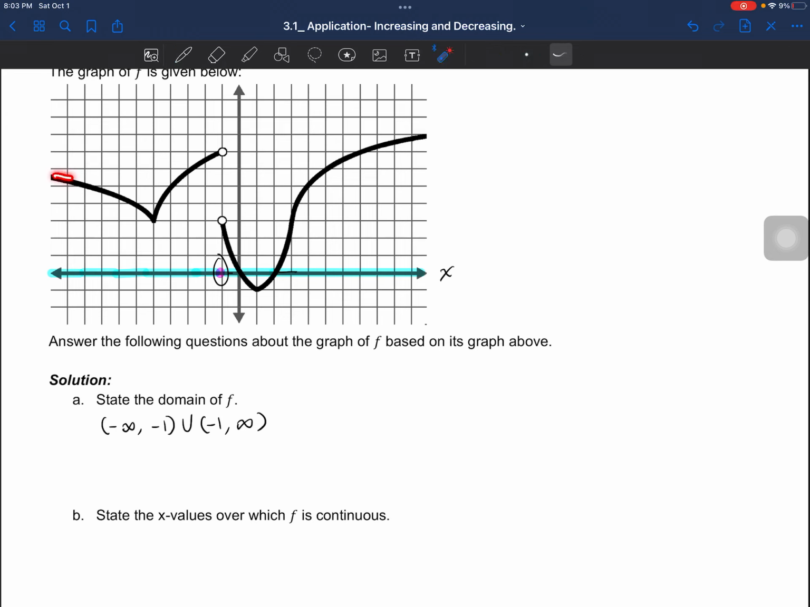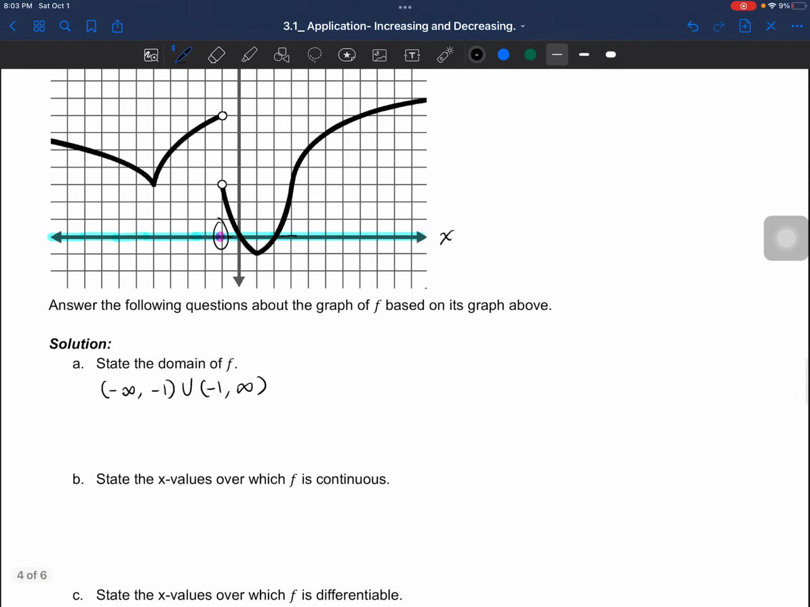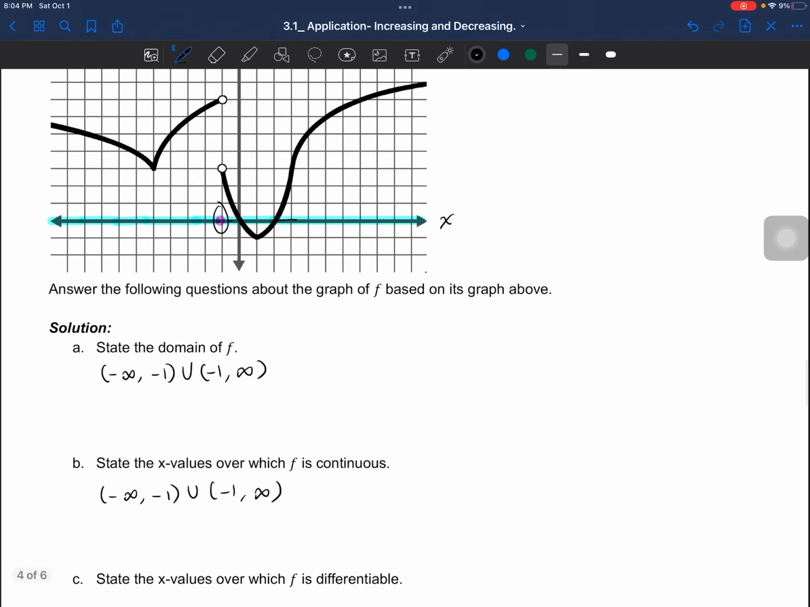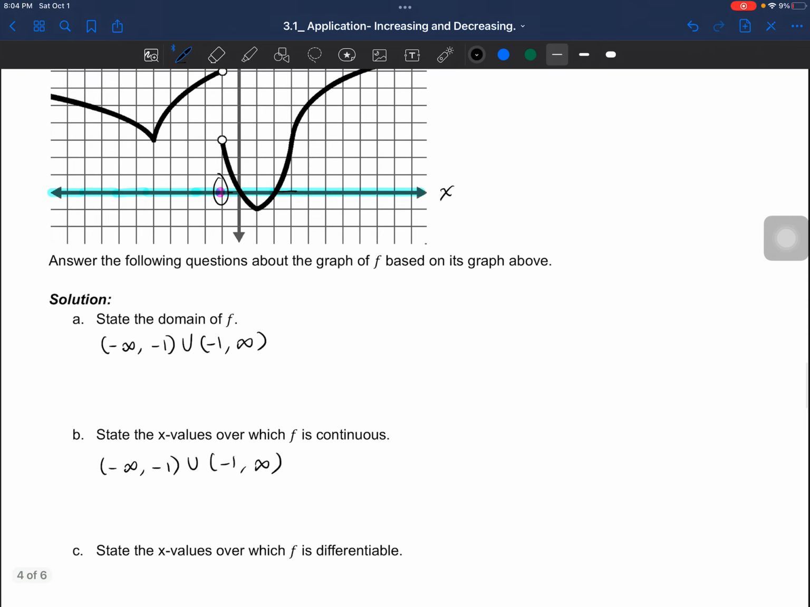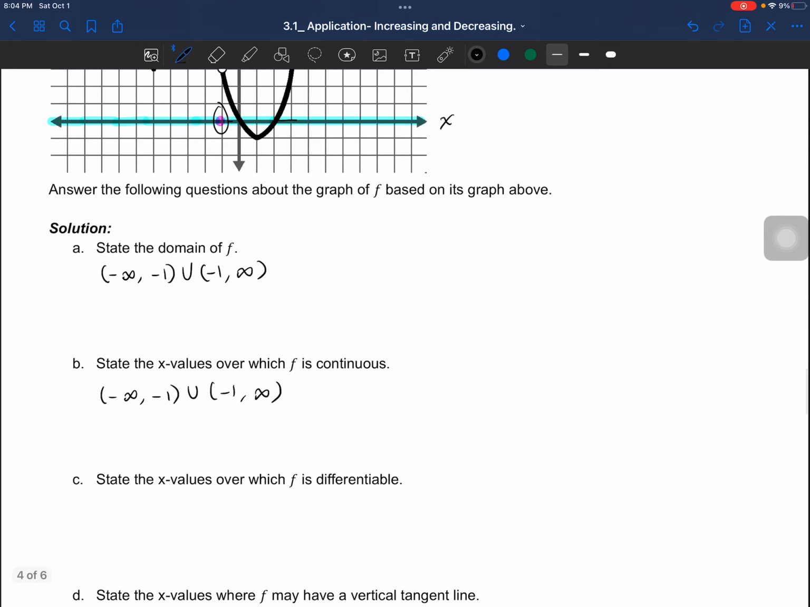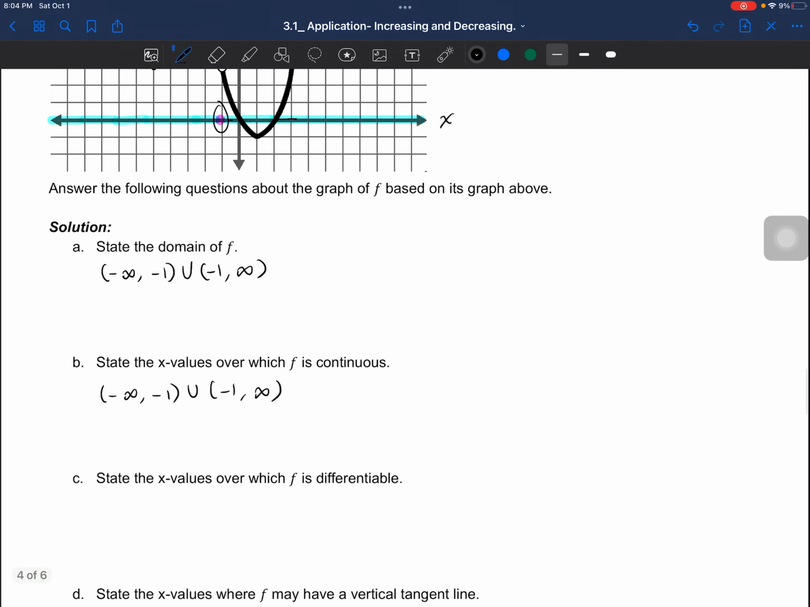Now, when we talk about the function being continuous, remember we talked about the function having no jumps, right? In this case, there is a jump, and it happens at -1. So the function is continuous everywhere except at -1. So it is actually the same interval.